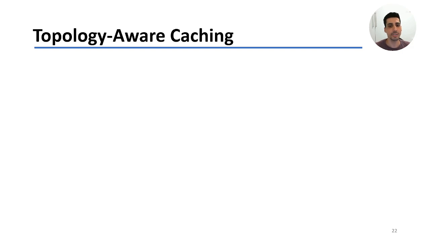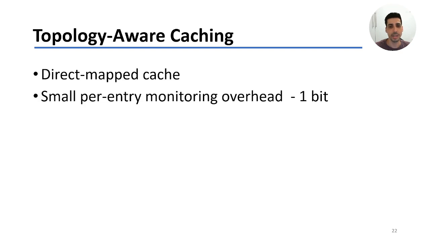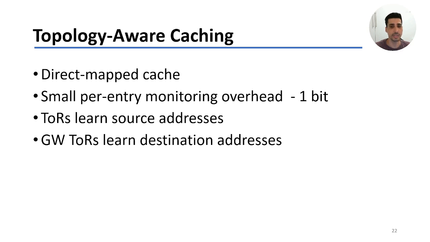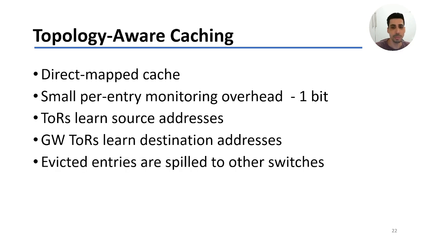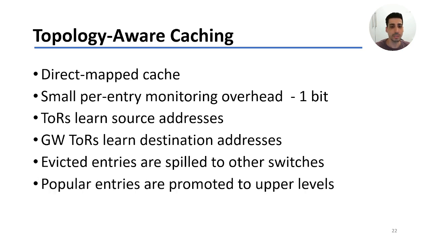To deal with these challenges, we introduce topology-aware caching. Switches use a direct map cache with minimal overhead. ToR switches learn source addresses, gateway ToRs learn destination addresses, and switches strive to keep mappings in the cache, so when they evict an entry, they try to spill it to another switch. Popular entries are promoted to upper levels so they can be shared among multiple senders. And finally, gateway ToRs generate learning packets, which aim to keep important mappings in the network and move them to where they are needed.